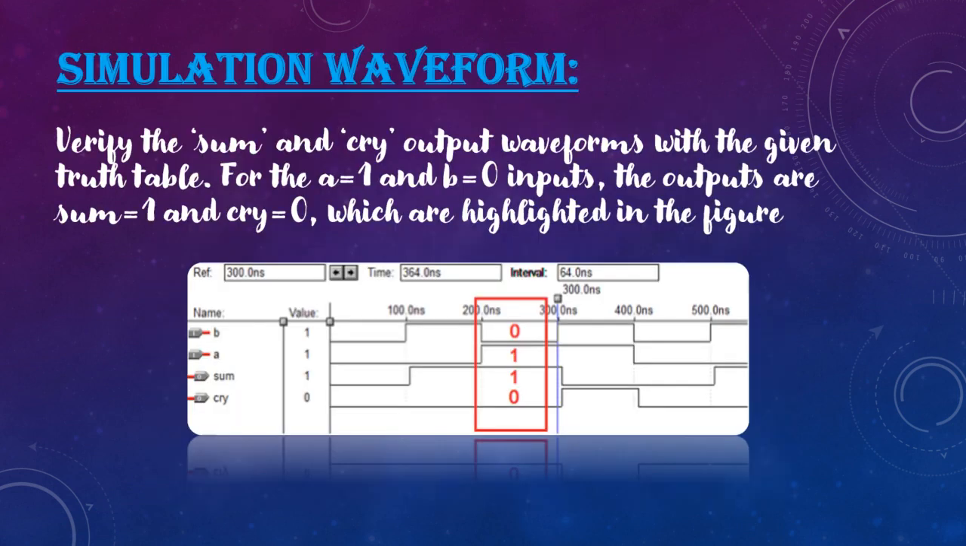Waveform of VHDL. Verify the sum and carry output waveforms with the given truth table. For A equal to 1 and B equal to 0 inputs, the outputs are sum equal to 1 and carry equal to 0, which are highlighted in the figure.